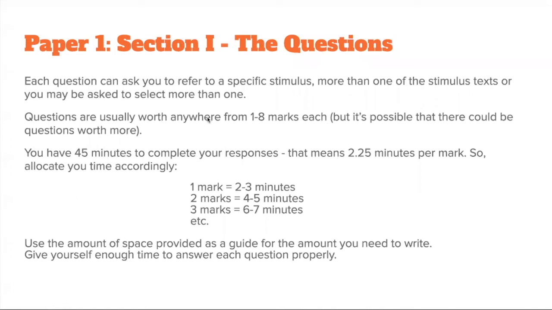Questions are usually worth anywhere from 1 to 8 marks, but they could be worth much more. Okay, you could hypothetically have just 2 questions in the whole paper that are worth 10 and 10 or 12 and 8 or something like that. You have 45 minutes. So if you break that down, that means you've got 2.25 minutes per mark. And you want to actually stick to that time and allocate your time according to marks. So for example, if it's a 1 mark question, you want to give yourself 2 to 3 minutes. If it's 2 marks, 4 to 5 minutes, 3 marks, 6 to 7 minutes, and so on. And the other thing is that the amount of space that they give you is supposed to be an indication of how much you need to write. So pay attention to that.